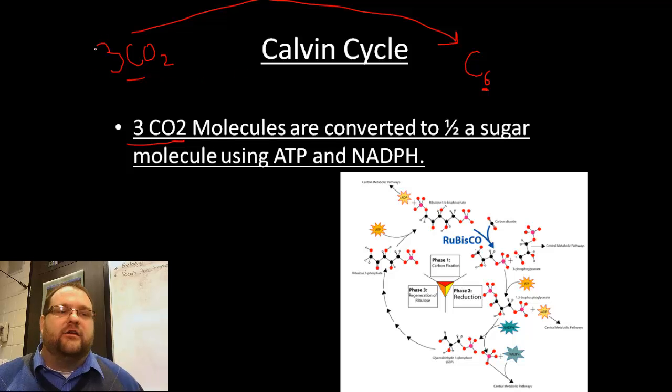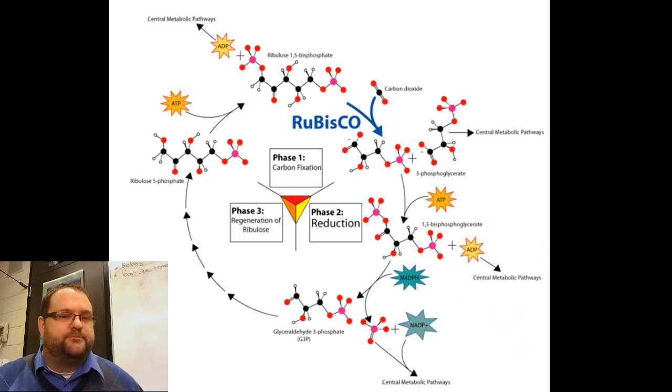So that's what we're going to do. We're going to take 3 carbon dioxides and build 1/2 of a sugar molecule, and we're going to use energy in the form of ATP and NADPH to do that.